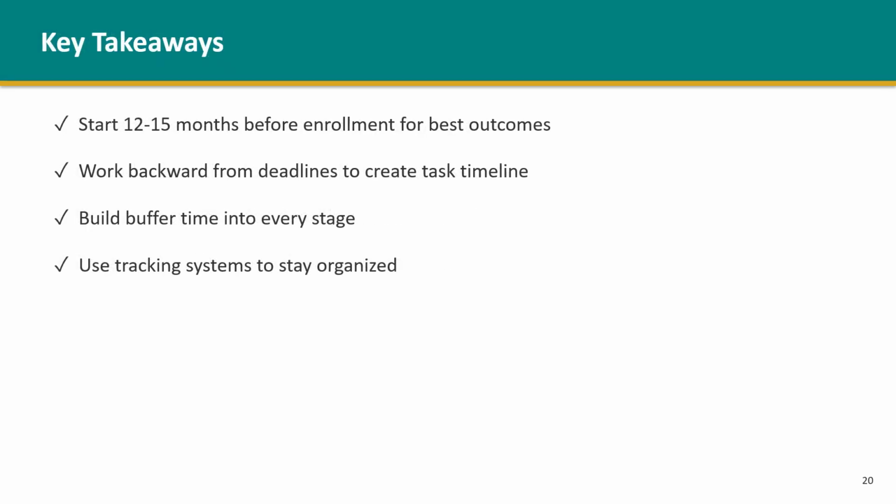Let's summarize the key principles for application timeline planning. Start 12 to 15 months before your intended enrollment for best outcomes. Earlier starts enable better research, stronger relationships with potential advisors, more refined materials, and less stress. Time is your friend. Work backward from your deadlines to create a task timeline. Understand lead times for each component. Map specific tasks to specific dates. Know what needs to happen when.